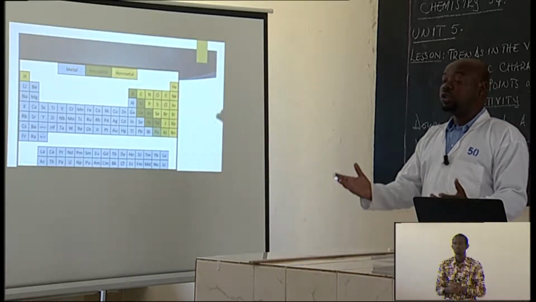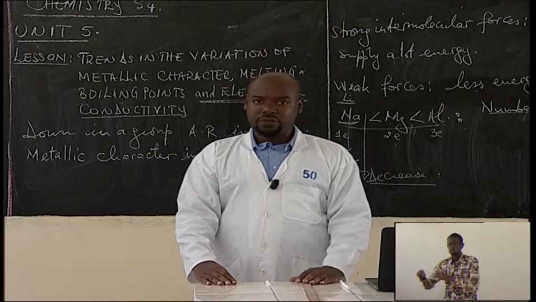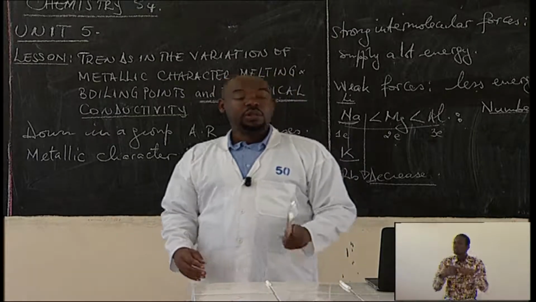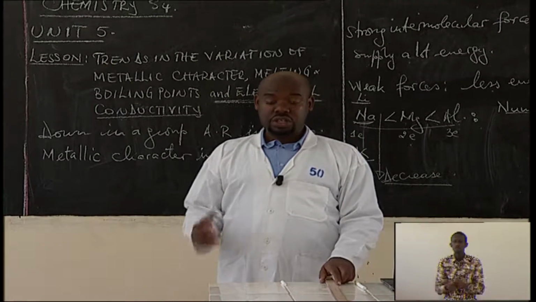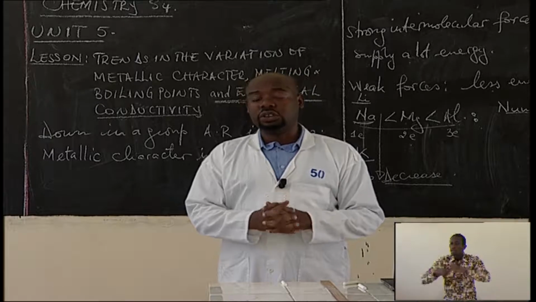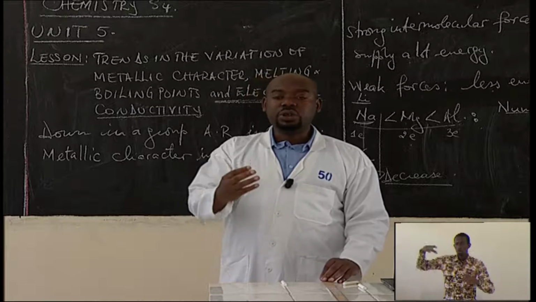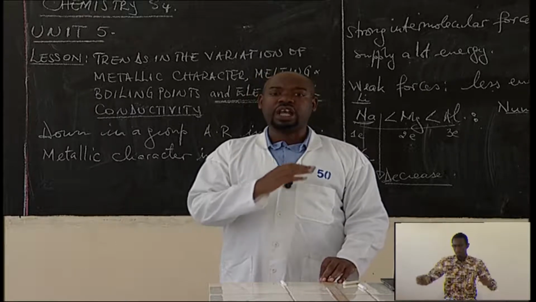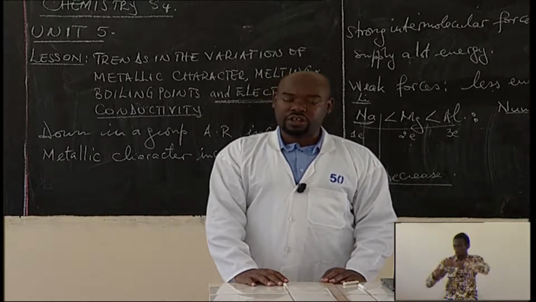So when we say electrical conductivity, you should understand that nonmetals will not conduct, with the exception of graphite, of course. Why? Because to conduct electricity, substances need delocalized electrons in the solid state. Metals have delocalized electrons, and because of that, they will conduct electricity. But nonmetals do not conduct electricity because they have no delocalized electrons. As I said, we have an exception of graphite.